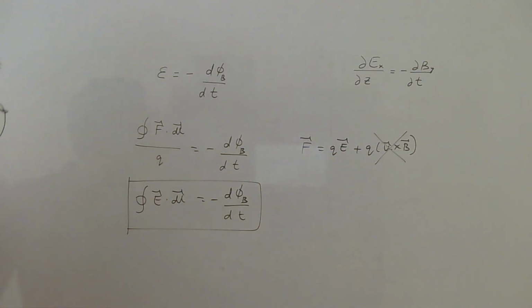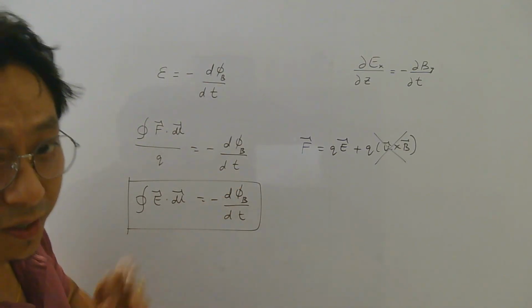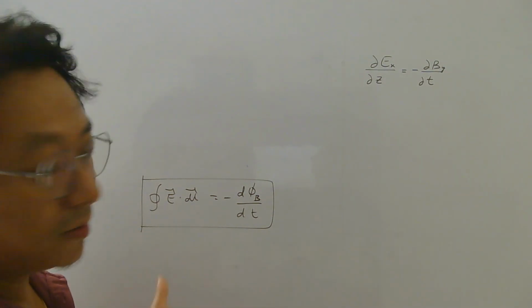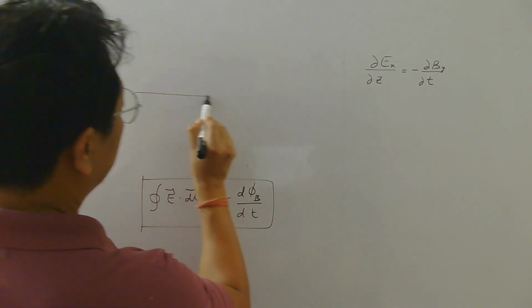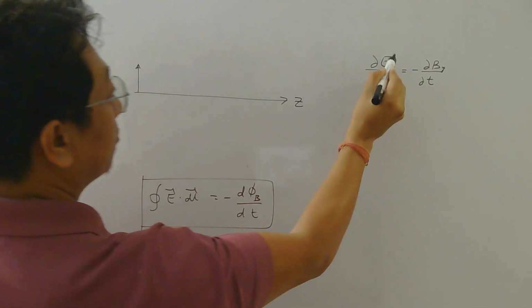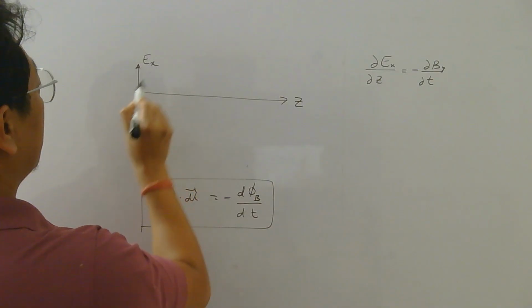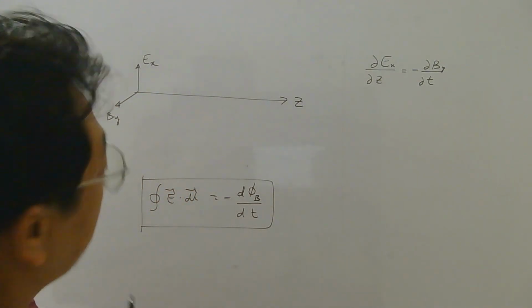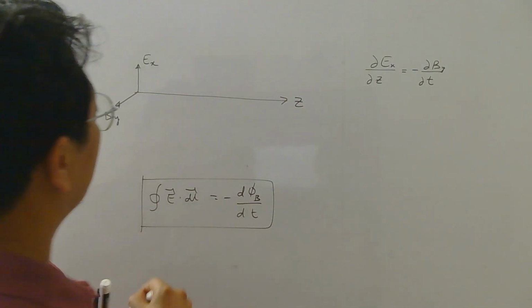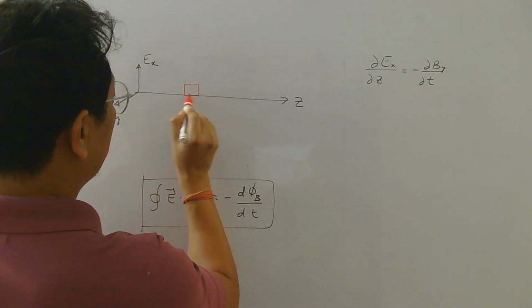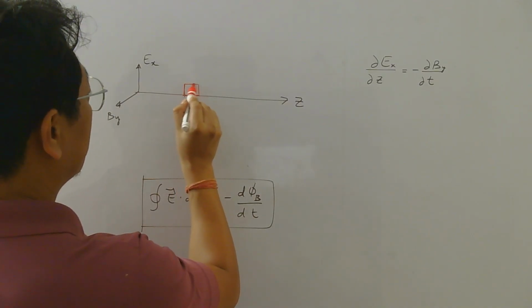So you can see that the rate of change of magnetic flux is related to the electric field by this formula. Now we will apply this formula in the case of a wave traveling along the z-axis, and you know the electric field in our problem was along the x-axis and the magnetic field was along the y-axis. Okay. Now let me imagine one loop in this free space here. Okay, so this is a very small loop, very small loop.